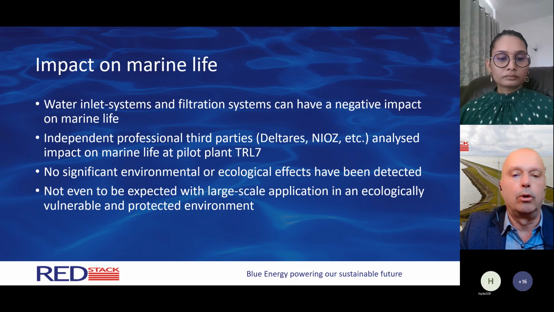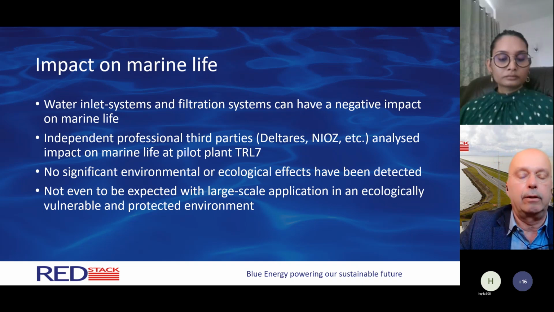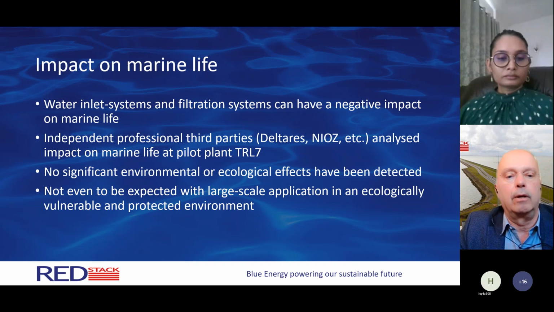More than a year round, they monitored what happens with the algae, what happens with the fish, what happens with the weed, and so on, the mussel eggs in the water. And they also made an extrapolation if a 100 megawatt power plant would be built and operated in this eco-sensitive area. And their conclusion was that even a large-scale application in this ecologically vulnerable and protected environment has no significant, only very minimal ecological impact.